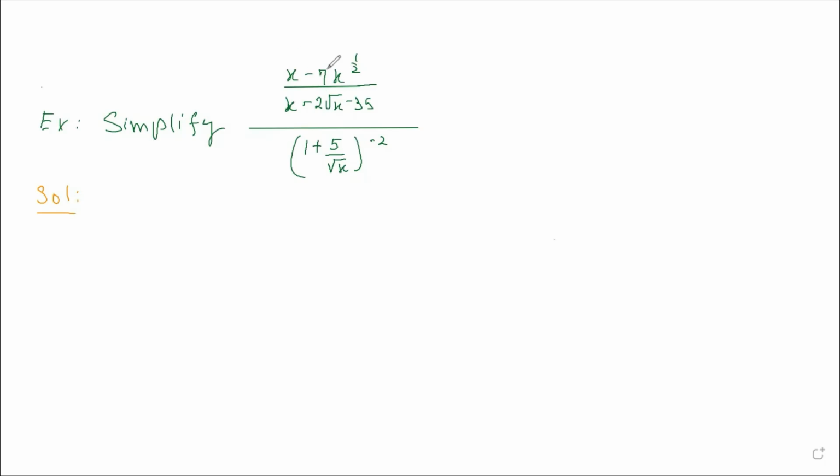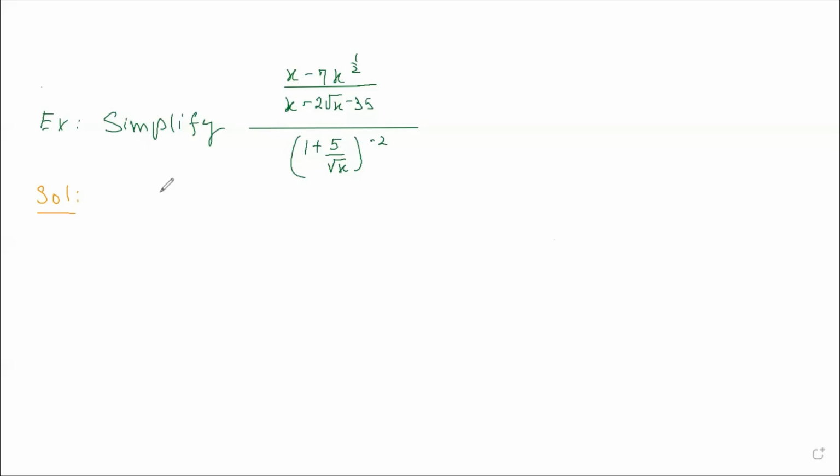right? x power 1 and x power 1 over 2, which one has the lowest index? Remember, we always take the common factor with the lowest index, correct? So we have x power 1 and x power 1 over 2, and we take a common factor of x power half, okay? So we take it out.